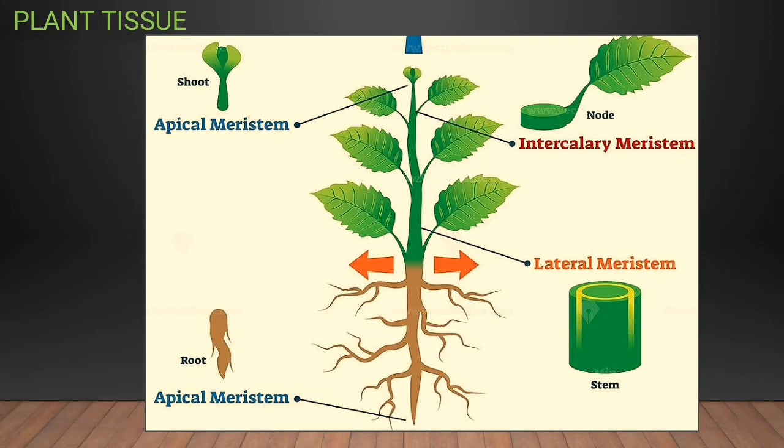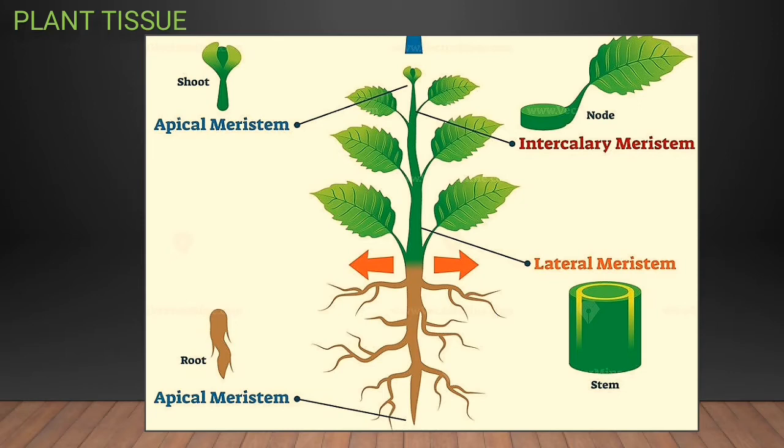Intercalary meristem. It is located in the leaves and internodes at the intercalary position. This helps to increase the length of the internode. It is found in grass, monocots, and pines. It is a part of apical meristem and adds to the height of the plant.